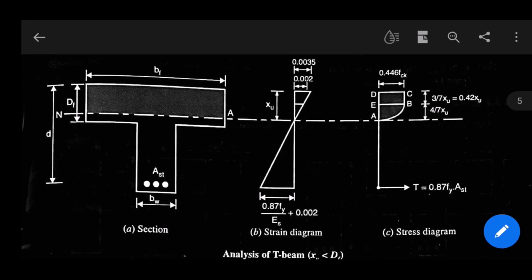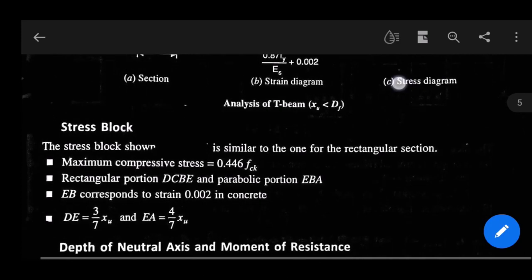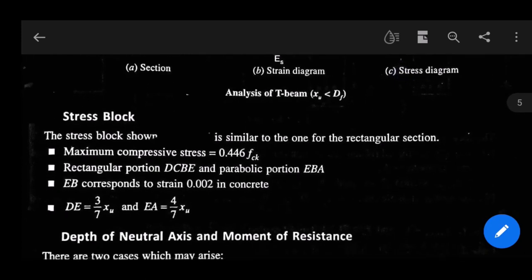For the stress diagram, for the upper outermost fiber, the maximum limit is 0.446 FCK or 0.45 FCK, and there are two divisions: 3/7 of XU, that is 0.42 XU, and the rest portion is 4/7 of XU. We will discuss all these terms. And in the tension zone, T is 0.87 FY AST for the stress diagram. Now I will explain all the terms you see in the figure.